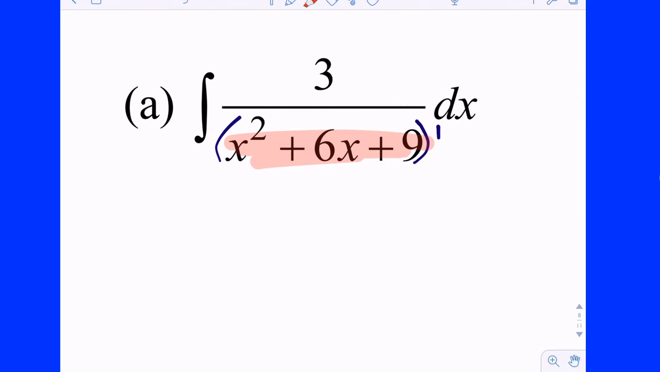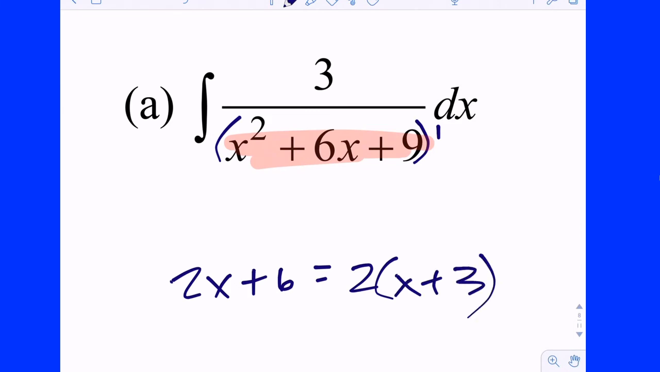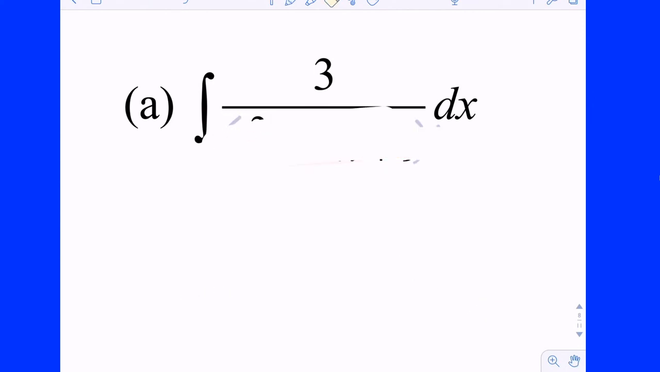Because if this would be my inside function, I would need its derivative to be in the numerator or only off by a constant. What's the derivative of x squared plus 6x plus 9? 2x plus 6. Do we have a 2x plus 6 in the top? No. But notice I could factor a 2 out. Do I have an x plus 3 in the top? Or a multiple of x plus 3 in the top? I could be off by a multiple. I don't even have an x in the top. Darn it. So it's not going to be a natural log rule. Sorry, tried. Maybe it's going to be inverse trig, huh? Inverse trig? There's no radical, so maybe arctangent, right? Is this number plus function?